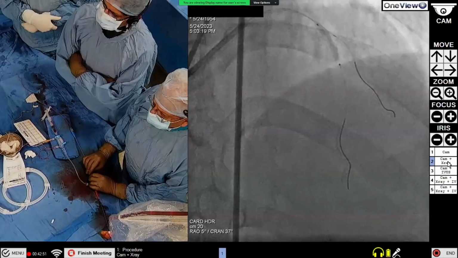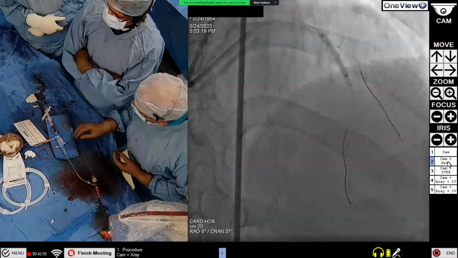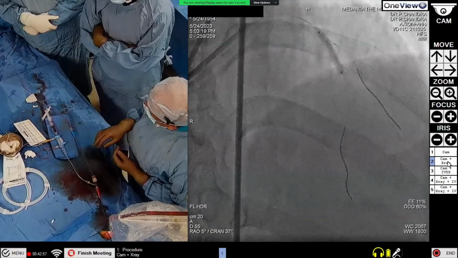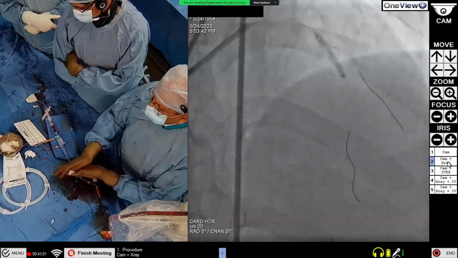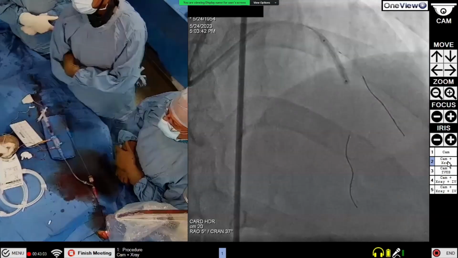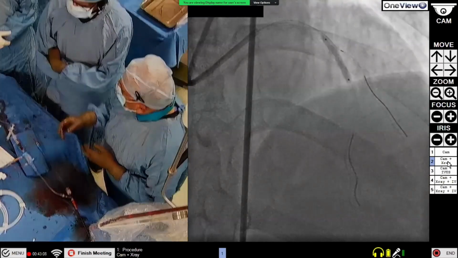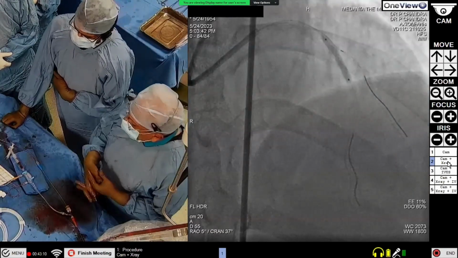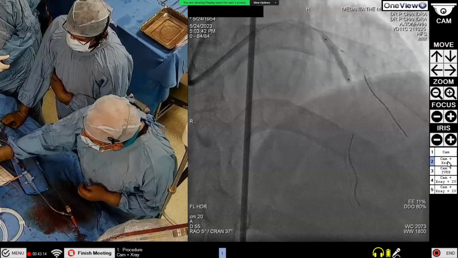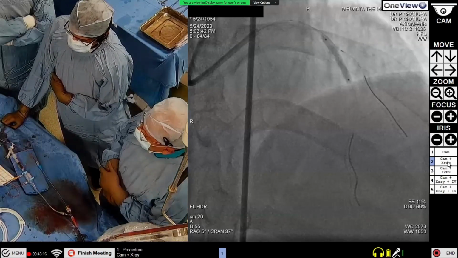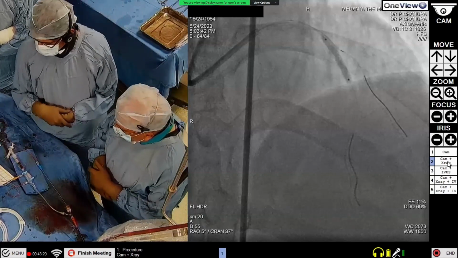Okay. 1, 2, 3, 4, 5. So the nominal is 6. So we can go up to 6. Yeah, 6. And we will keep it dilated for about what? 30 seconds? At least. No, maybe even 1.5 minutes or 2 minutes, as long as he can tolerate. So in the study, the minimum is 30 seconds. But generally, what we do is we keep it for about 2 minutes. At least 1 minute, yeah. It works.